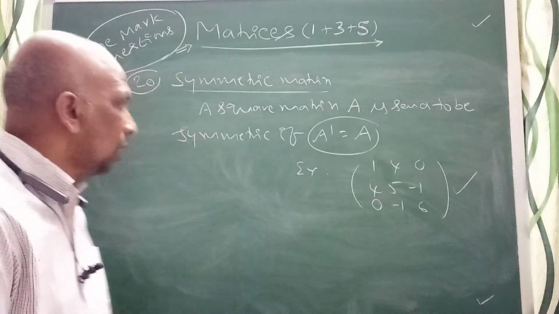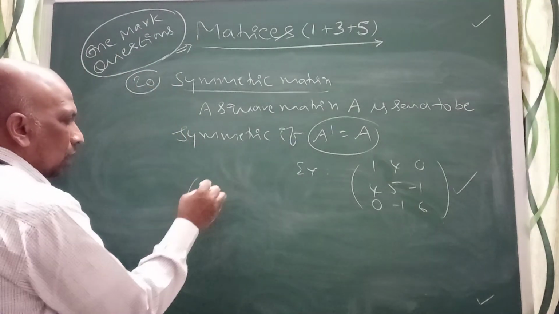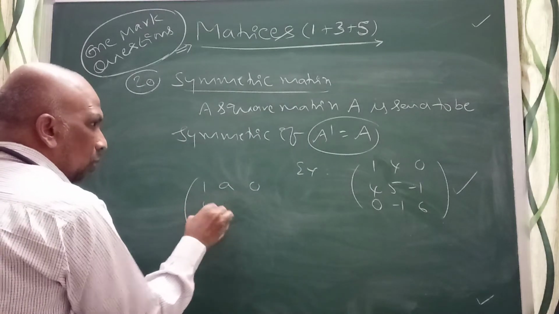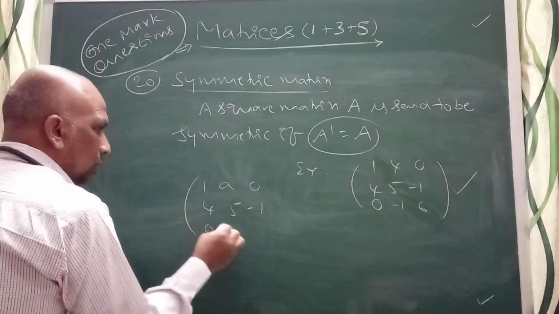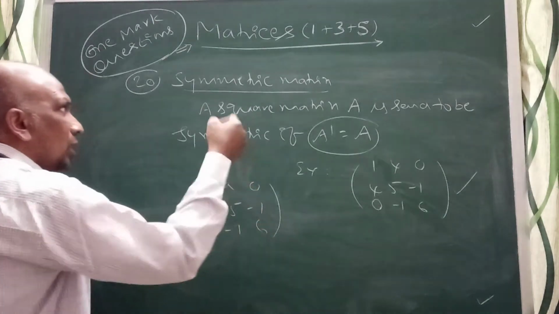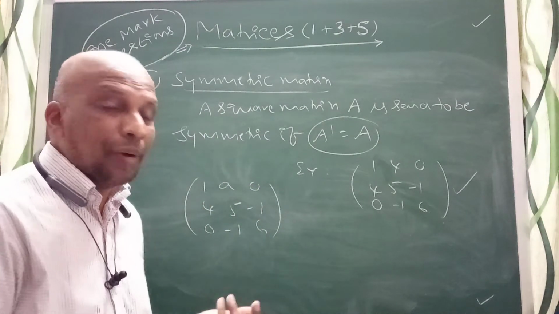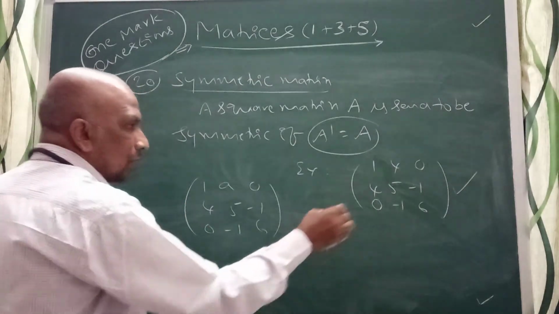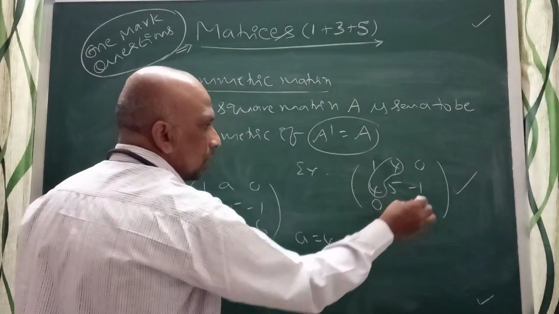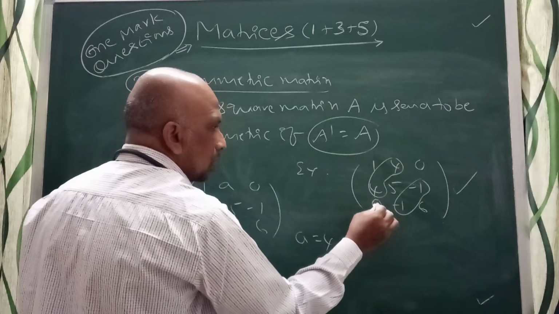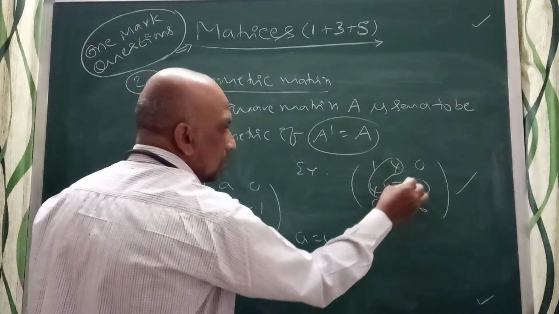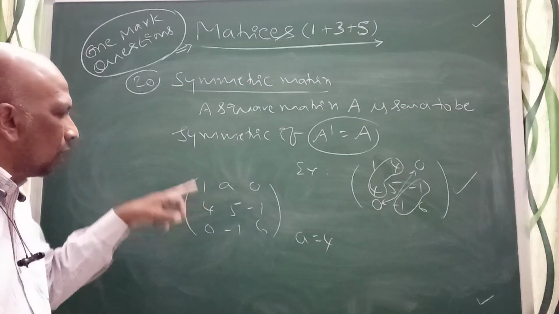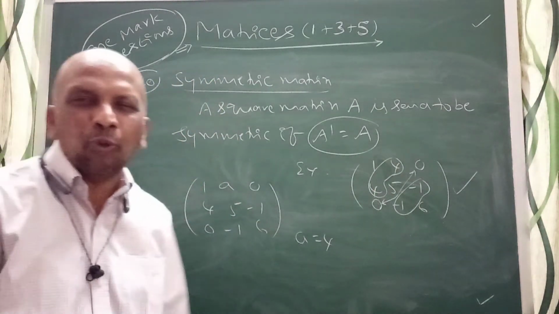Remember, sometimes they will give a matrix like this: 1 a 0, 4 5 minus 1, 0 minus 1 6. If it is a symmetric matrix, what is the value of a? These two should be same, right? So a is equal to 4. Always remember, these two should be same, these two should be same, and this one should be same. These elements should be same. They will give an unknown value here. Then what is the value of a? A equal to 4.